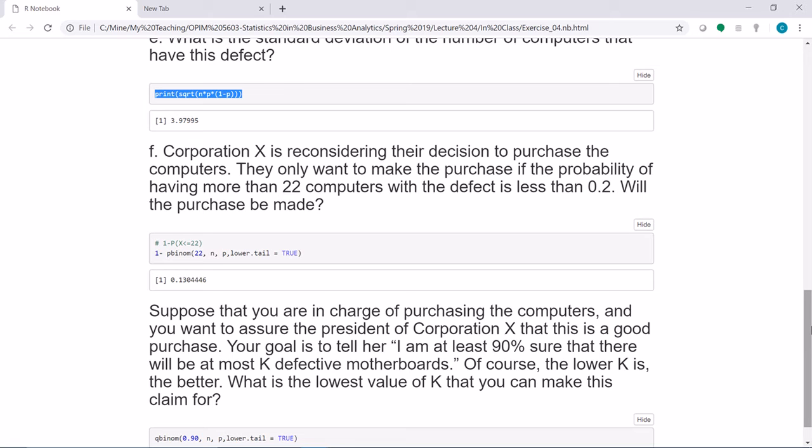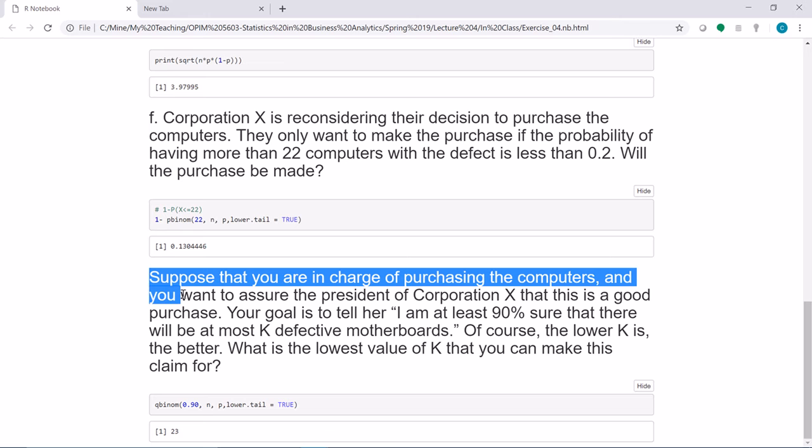Question F, Corporation X is reconsidering their decision to purchase the computers. They only want to make the purchase if the probability of having more than 22 computers with a defect is less than 0.2. And the question is, will the purchase be made? This needs us to calculate 1 minus the probability of X less than or equal to 22. So it gives 0.13, which is actually less than 0.2. So yes, the purchase is going to be made.